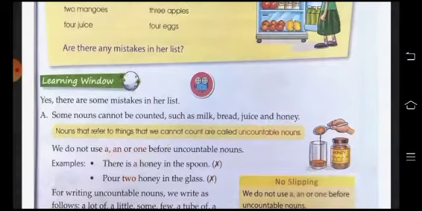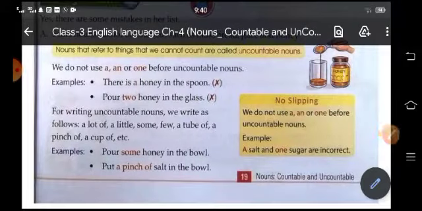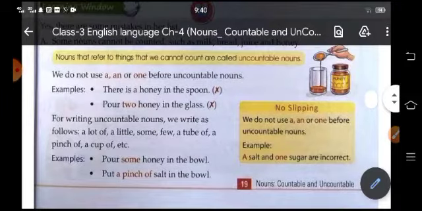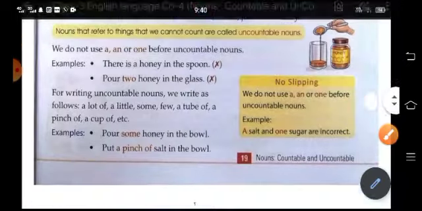For writing uncountable nouns, we write as follows: a lot of, a little, some, a tube of, a pinch of, a cup of. So for writing uncountable nouns, we use all these things. We do not use a, an or one before uncountable nouns. So, pour some honey in the bowl. Put a pinch of salt in the bowl.